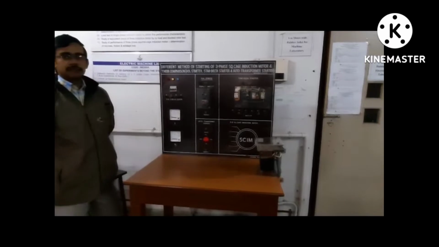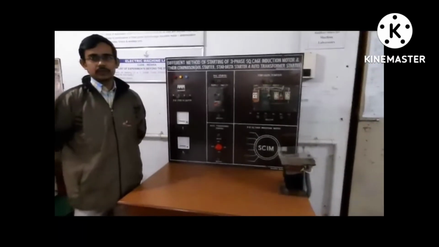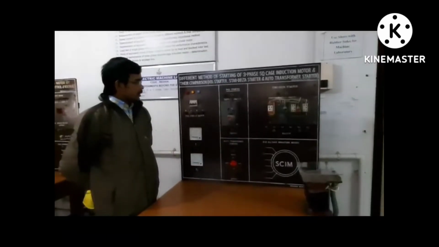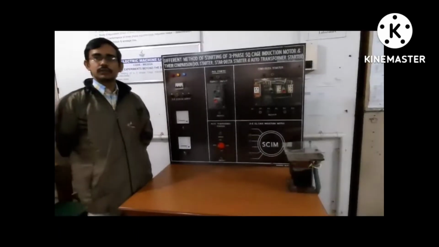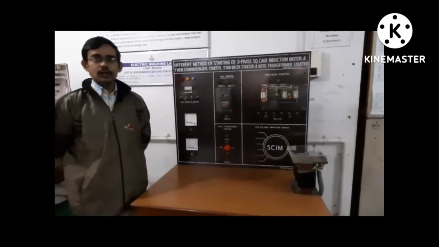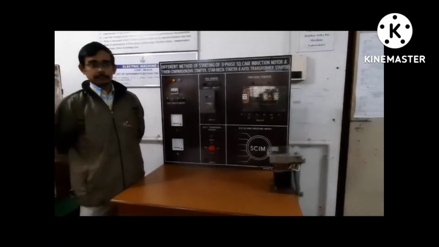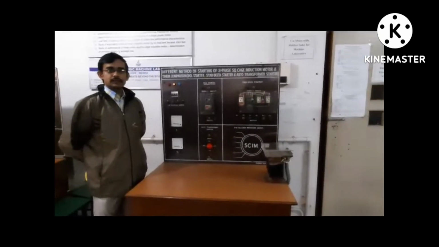Number 1 of Machine 2 Laboratory. Name of experiment: different starting methods of 3-phase squirrel cage induction motor. As described in the theory, we do not start 3-phase induction motors directly from the supply, because in that case they will draw a very high starting current. Because of that, we use different kinds of starters.